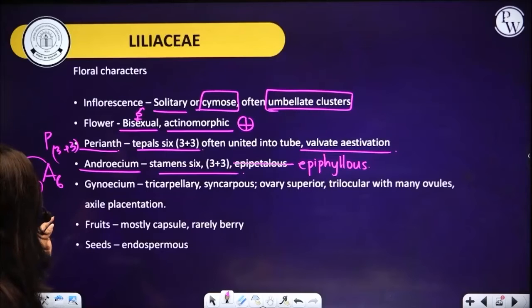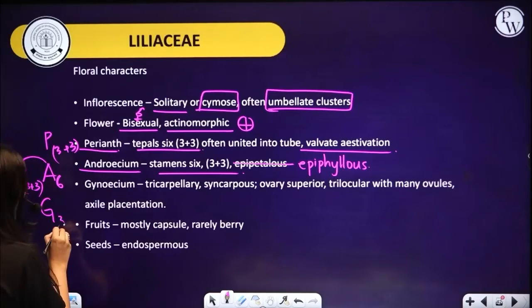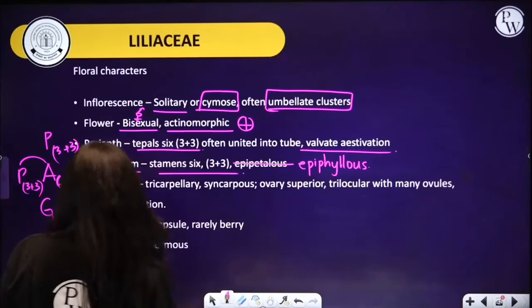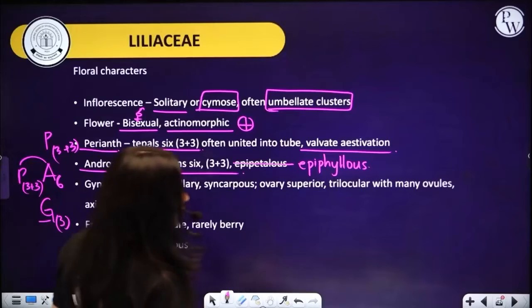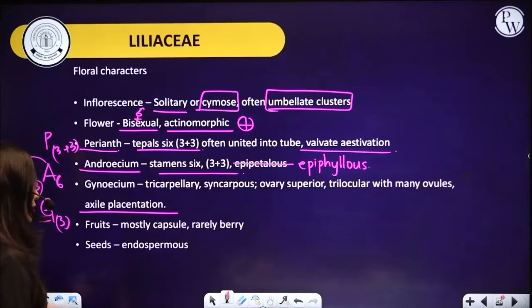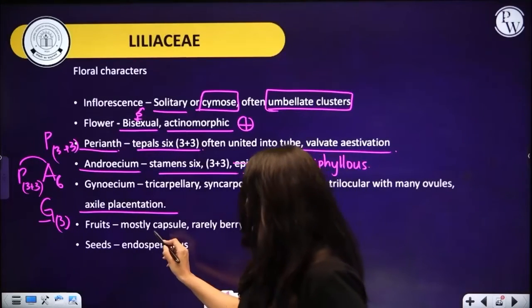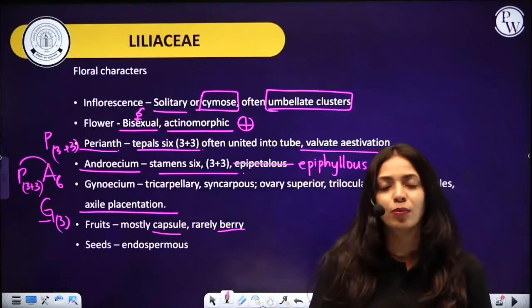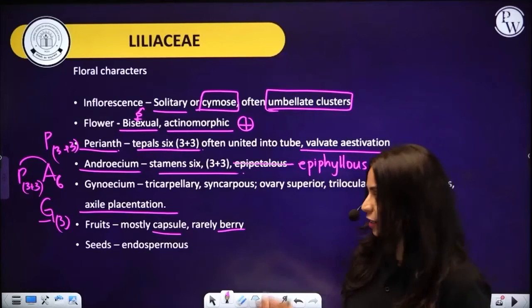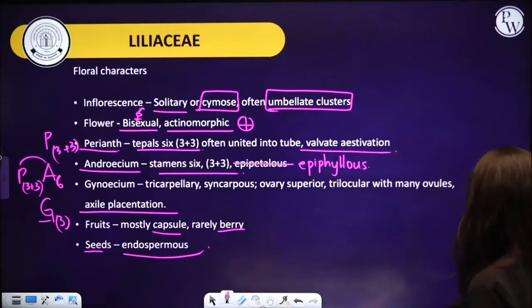Then gynoecium, tricarpellary. There are 3 carpels. Syncarpous, they are fused. Ovary superior, draw a line under G. Trilocular with many ovules. This also shows axile placentation. The fruits here can either be capsules or berries. Mostly it is capsules, very rarely it can be berries as well. Seeds are endospermous or endospermic.